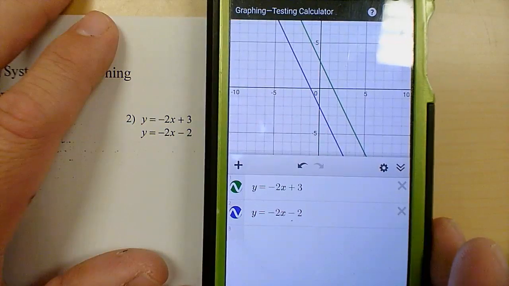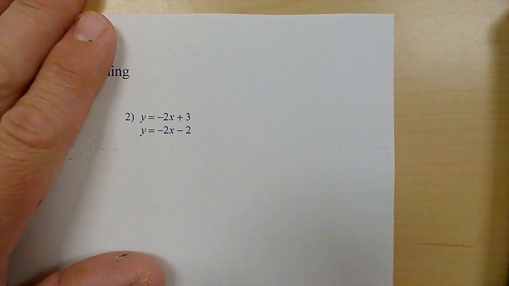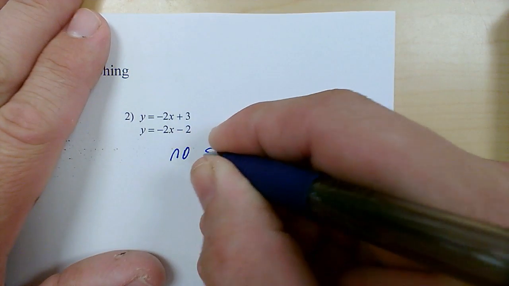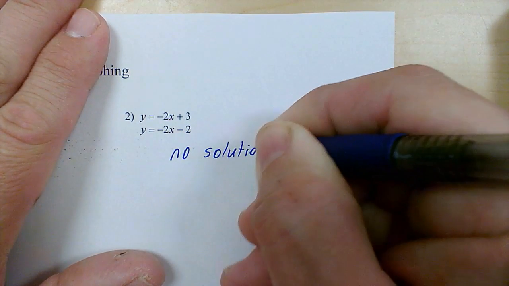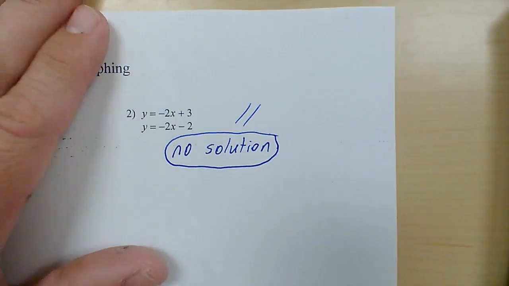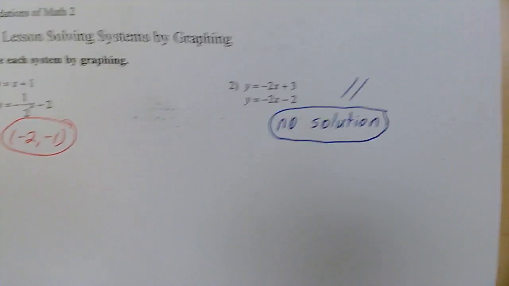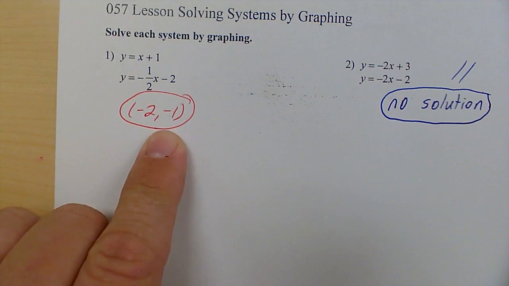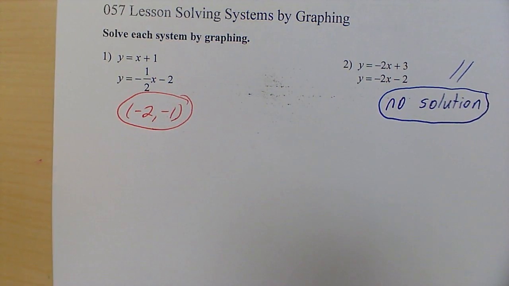Alright, now as far as what the answer is when the lines are parallel, that means that there's no solution on those. No solution when the lines are parallel. When the lines cross, which is the most typical case, you'll have one solution.